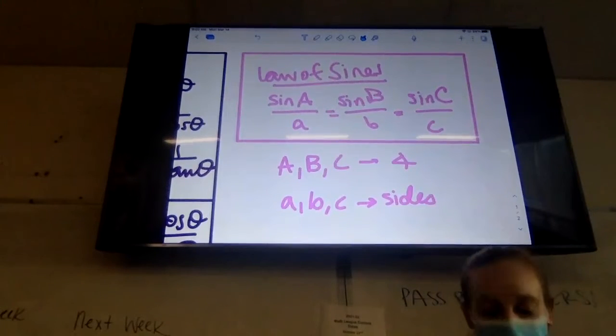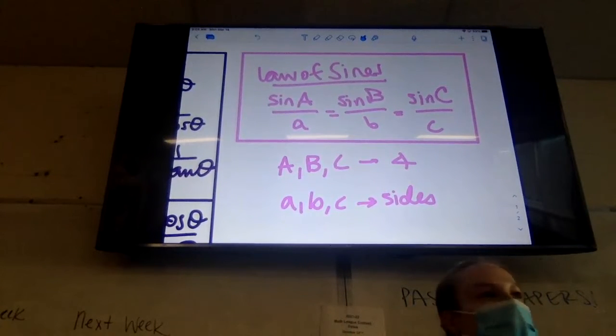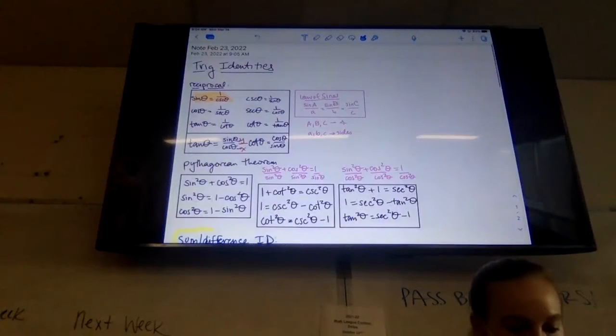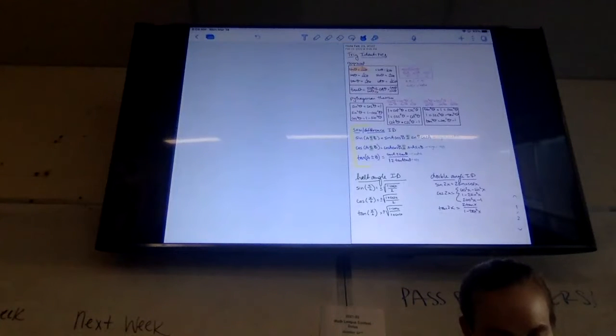There we go. Okay, so last class we did law of sines, just reminding you it's sine of big A over little a, sine of big B over little b, and then sine of big C over little c. The big letters, excuse me, are the angles, and the little ones are the sides. I'll keep that up for right now. I might get rid of it when I decide I want to do calculator stuff.